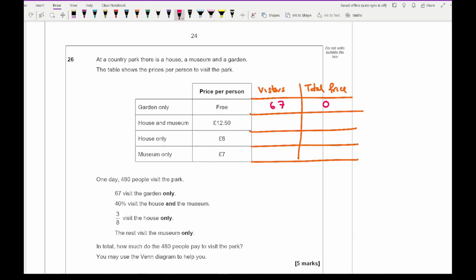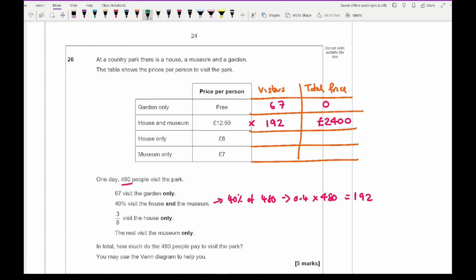And then we need to work out 40% of 480. Well, I can do that by doing 0.4 multiplied by 480. And that comes up to a total of 192. So that means that there are 192 people who visit the house and museum. So if I multiply those two numbers, I get an answer of 2,400.